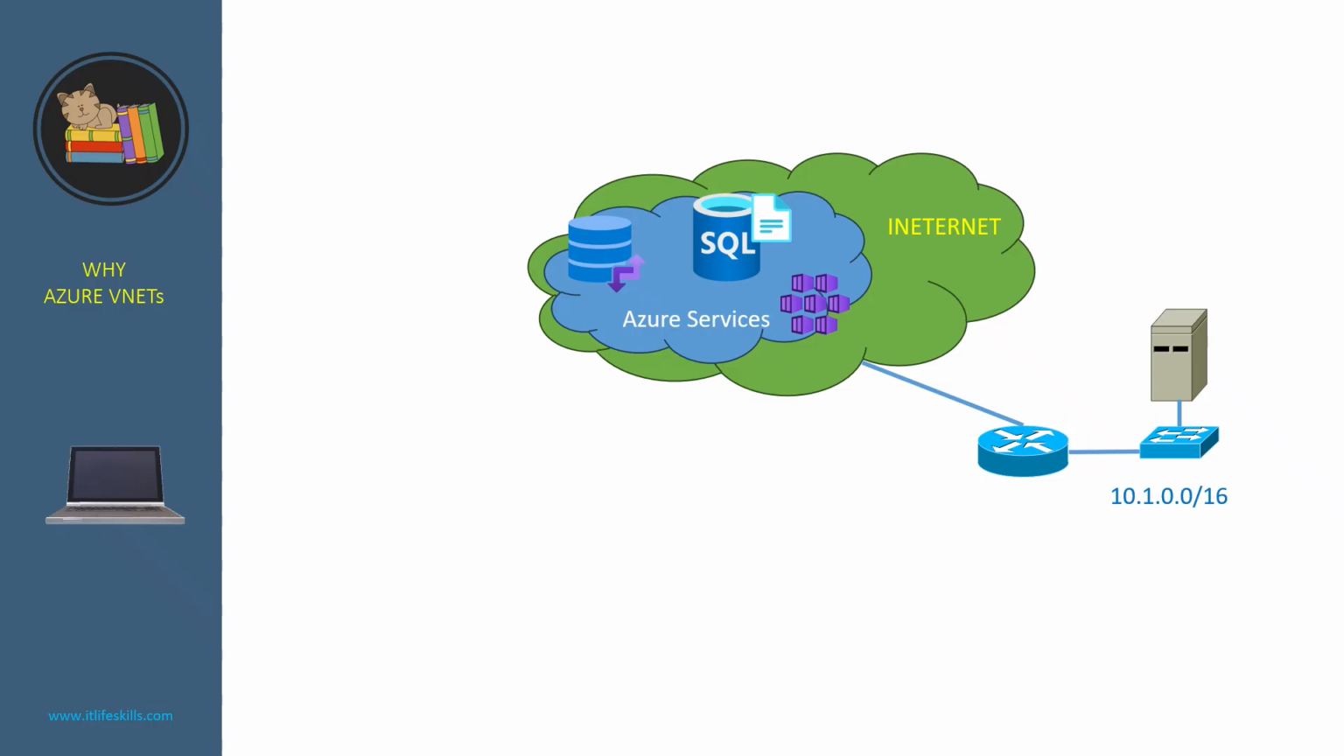That is the reason why we need to create Azure VNets. With Azure VNet, it allows us to create private connectivity among our Azure resources, and it also allows us to create a private connection between our on-prem network and the Azure VNet.